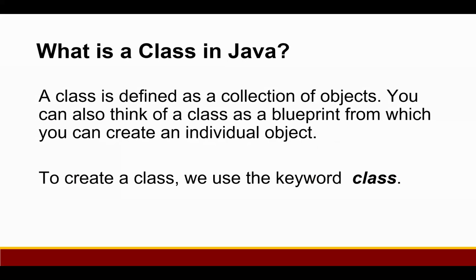In Java, a class is essentially a blueprint that defines the properties and behaviors that objects can have. You can think of a class as a template from which individual objects are created. Now, to declare a class, we use the class keyword followed by the class name.